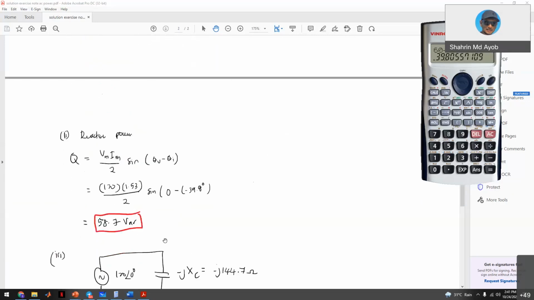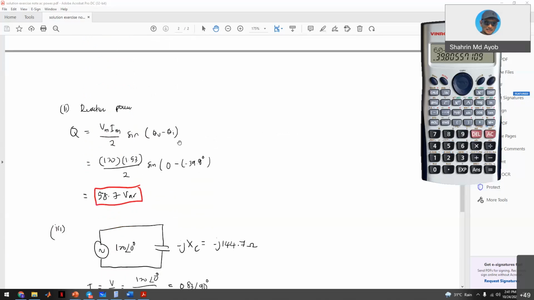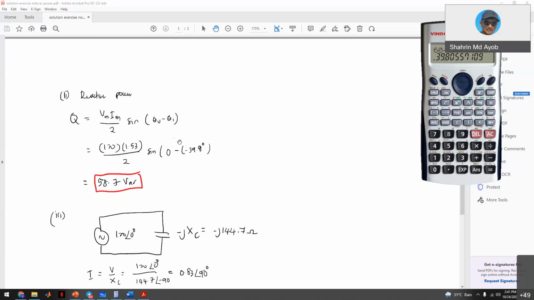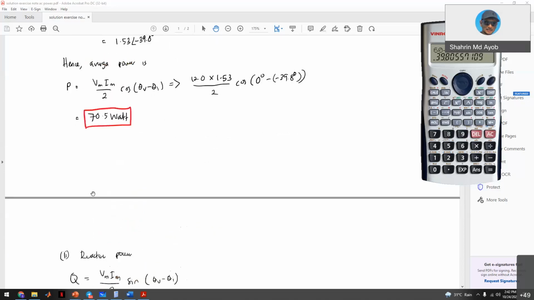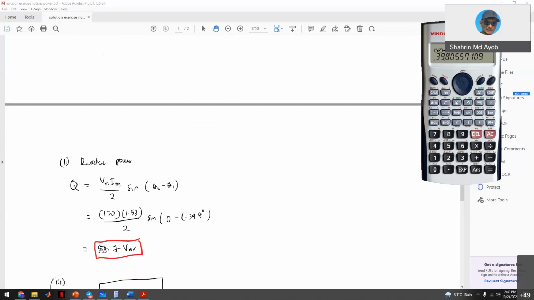The second question is about reactive power. The reactive power is Vm over 2 sin(θV − θI), where you have already obtained Vm, Im, θV and θI. So you just proceed with the equations. You will obtain that your Q is 58.7 var. This Q is positive because your load is an inductor, because you have an inductive load. That's why your Q is positive.